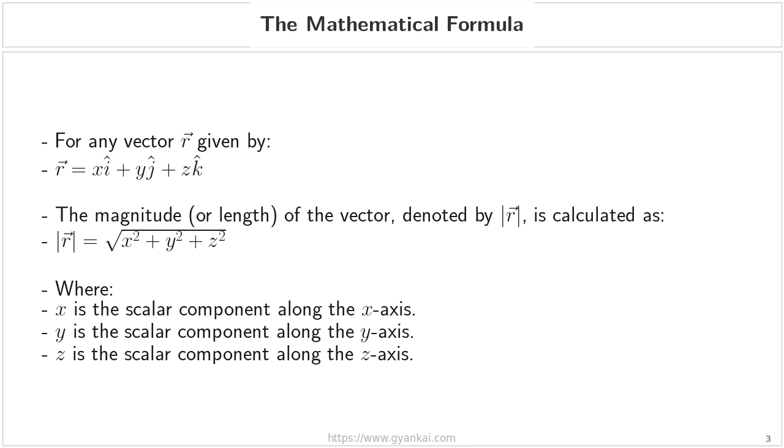To be very clear about what we are working with, remember that x, y, and z are simply the scalar components. These represent the specific distances or magnitudes along the x-axis, the y-axis, and the z-axis, respectively. Now that we have established the conceptual idea of extending the Pythagorean theorem into 3 dimensions, let's look at the formal mathematical formula we will be using. In the next slide, I will walk you through a step-by-step process on how to apply this formula systematically.